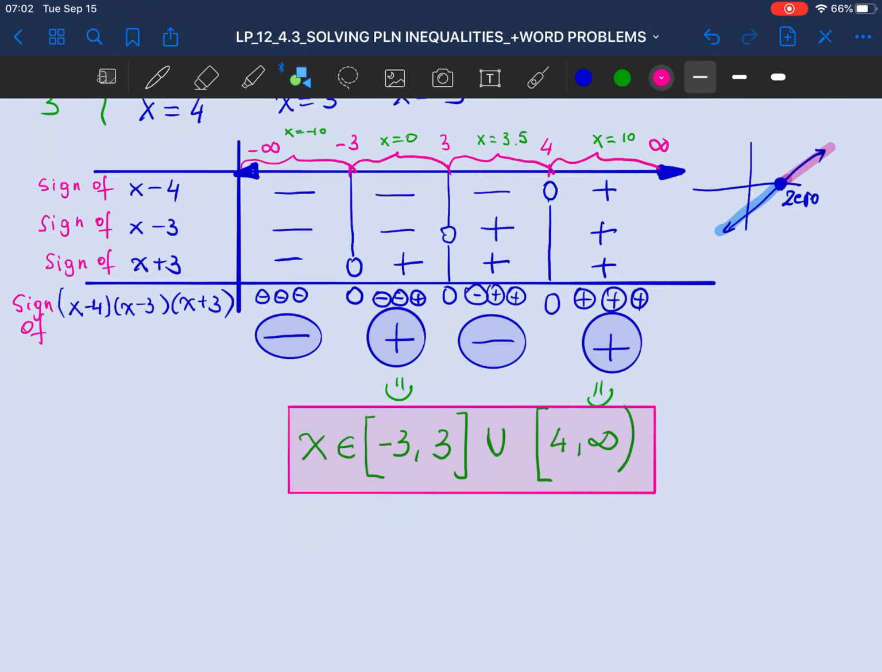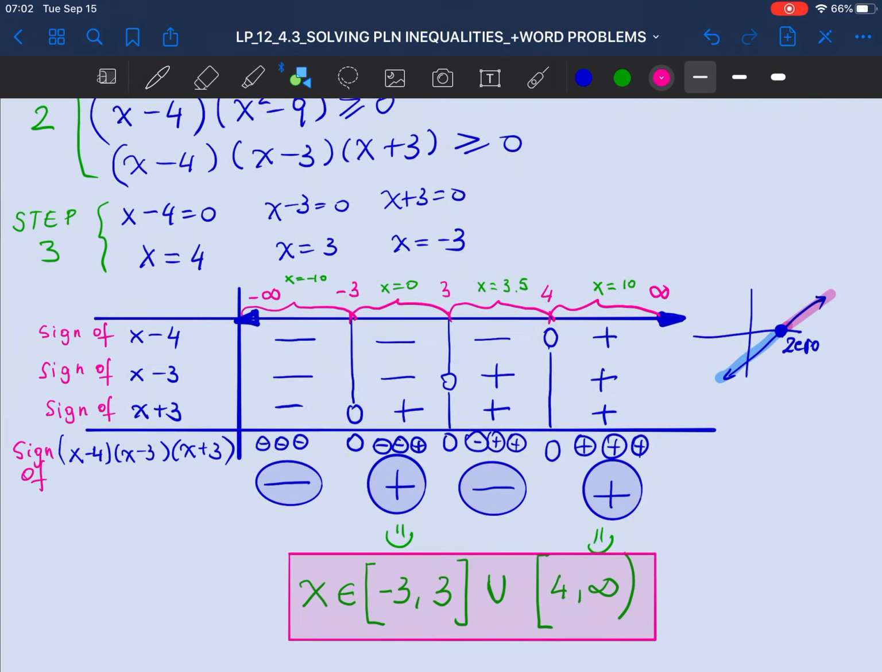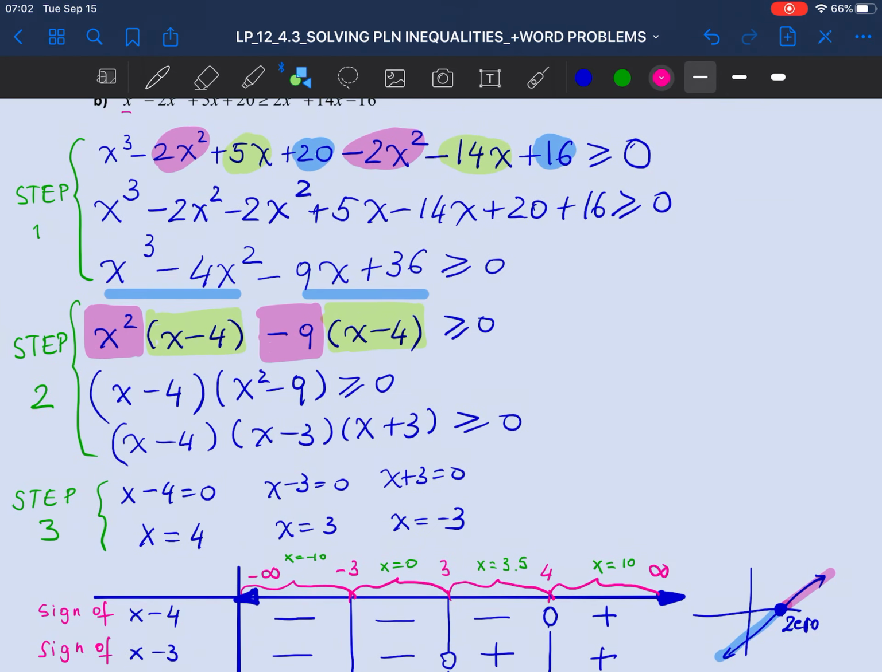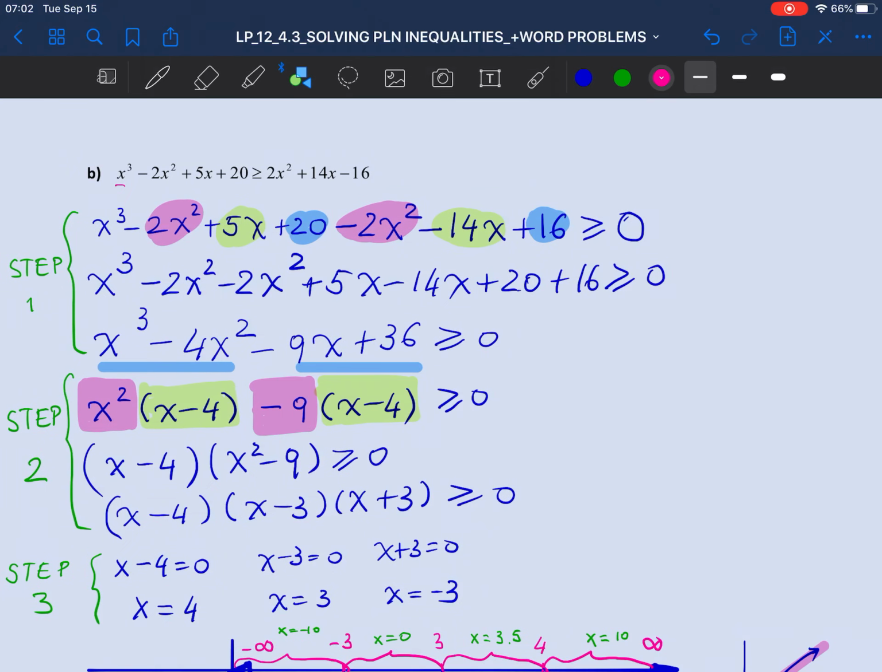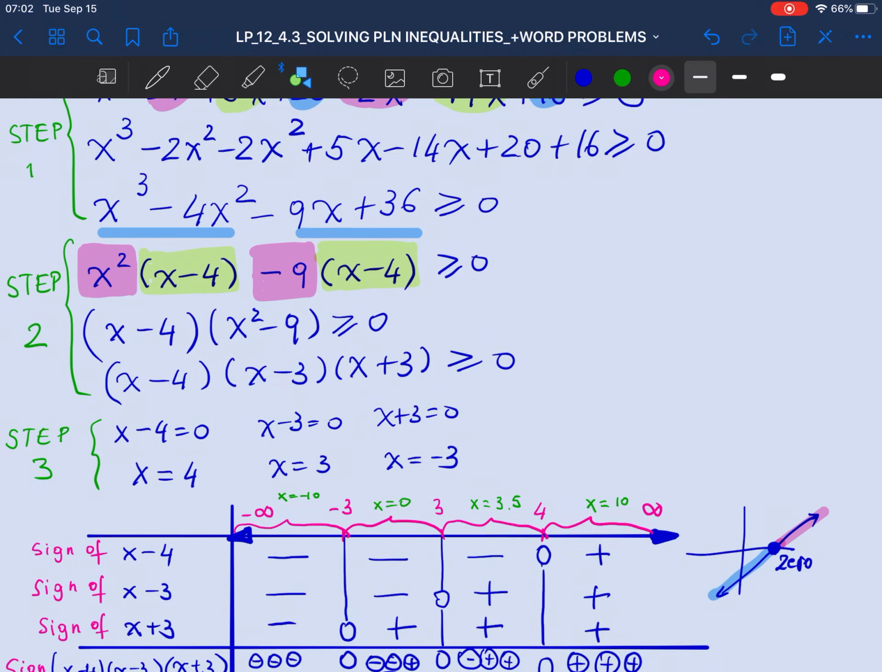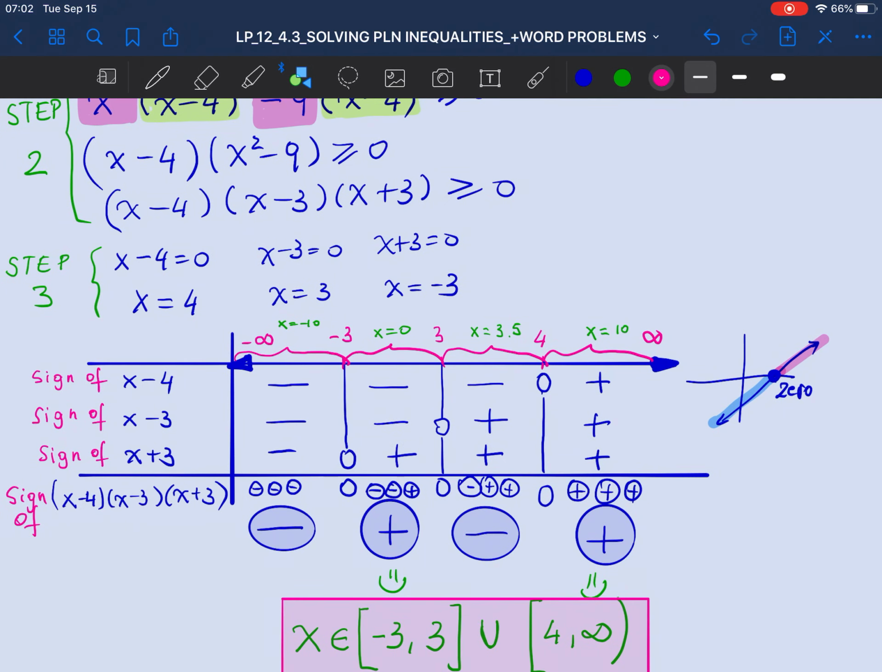Stay tuned for one more example, as I would like to take an example slightly different than this one. I would like to introduce us to polynomial inequalities where one of the leading coefficients is negative.